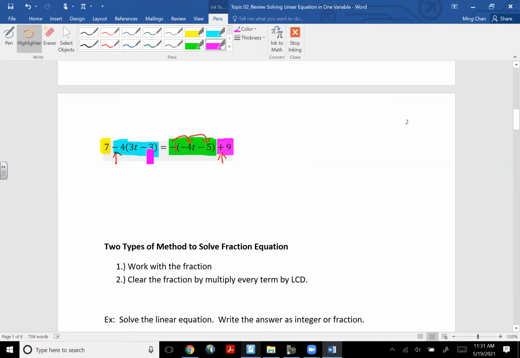All right, let's distribute, okay? -4, do a distribution. -4 will multiply 3t and -3. So first term, 7, still 7. -4 times 3t, -12t. -4 times -3, we say +9. Excuse me, +12.